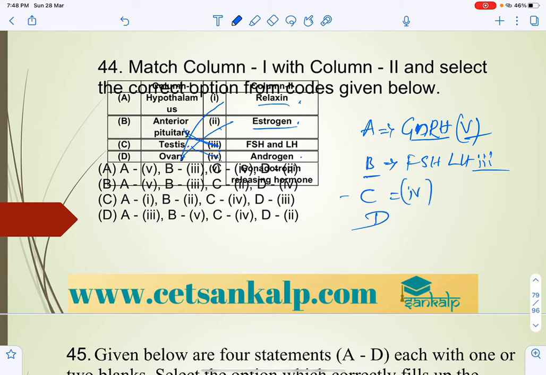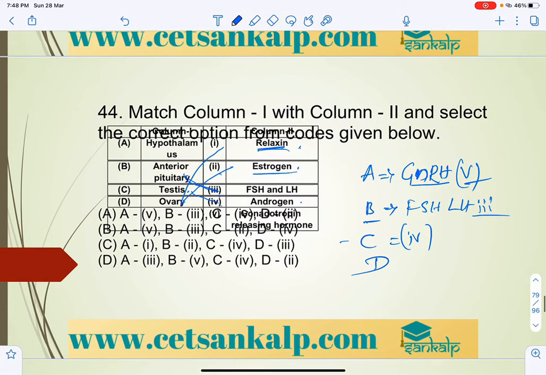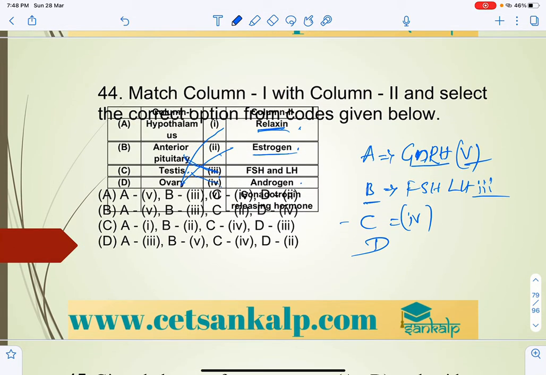And D, ovary, which produces generally estrogen. Relaxin is later, it will be produced after the childbirth. Here we can say that D2, that is we can select. So 44th answer is A.